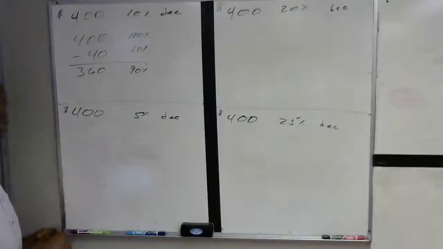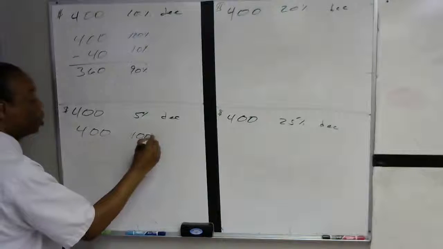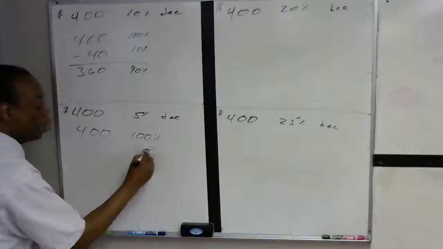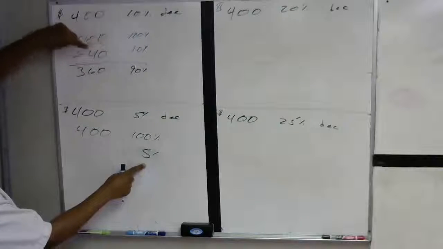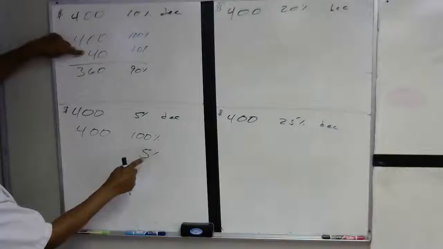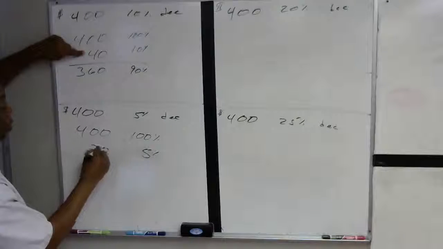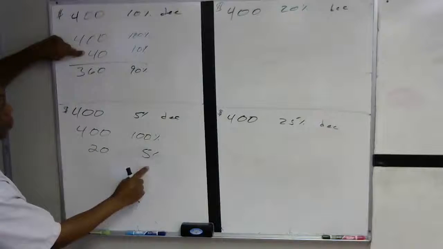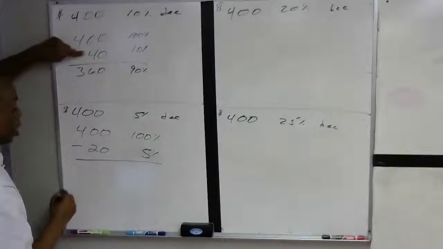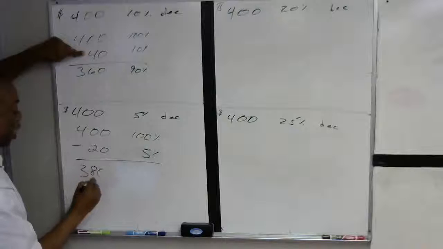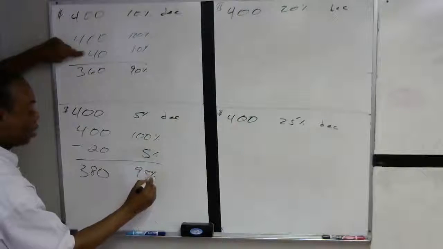Now we want to make a 5% decrease. Well, 400 represents 100% of the amount, and we want to find out the 5%. Well, if 10% is represented by 40, then 5% will be represented by half. Half of 40 is 20. So 20 represents the 5%, whereas 40 represents the 10%. So let's decrease it now. And we're going to get 380, and this represents 95% of the original.